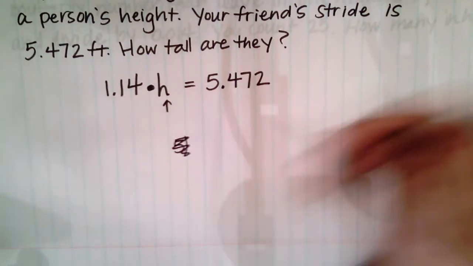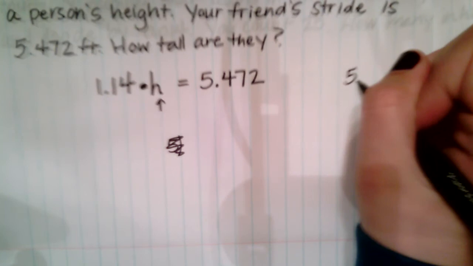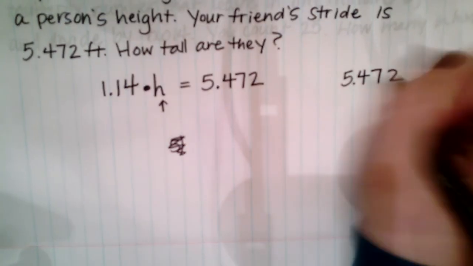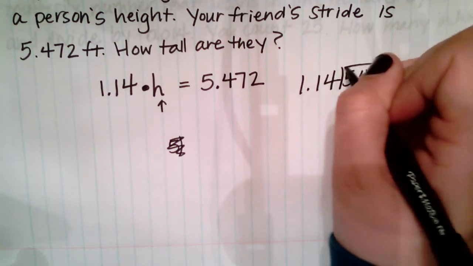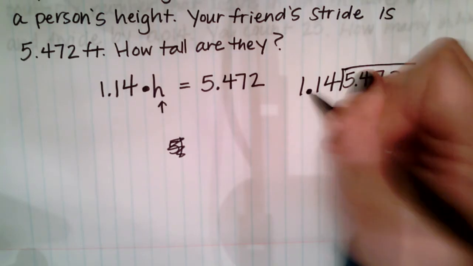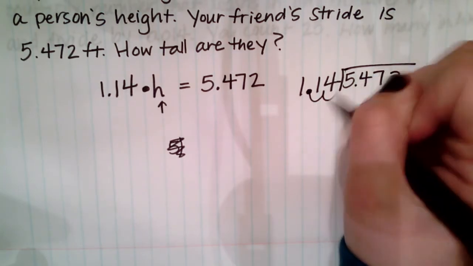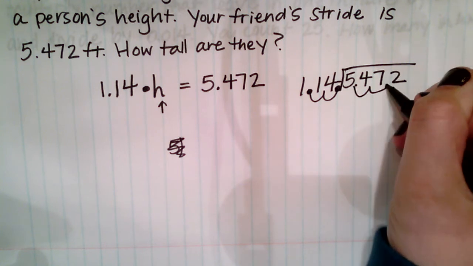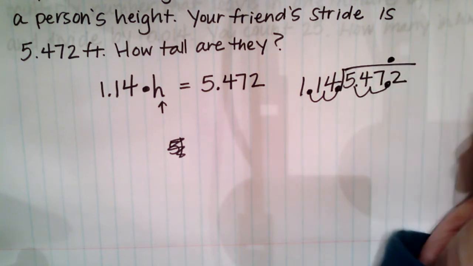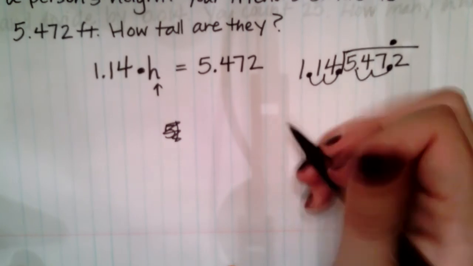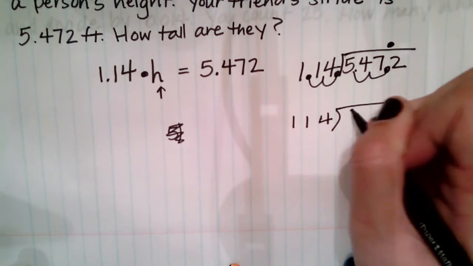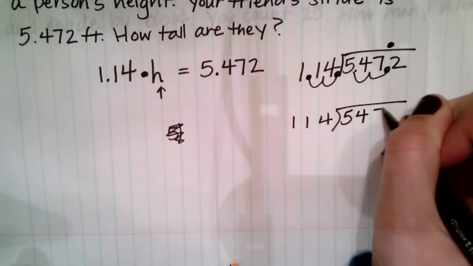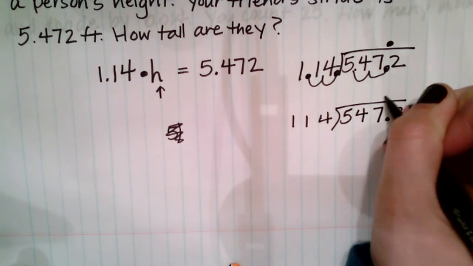5 472 thousandths divided by 1 1400. Decimal in my divisor. Times 100, hop, hop, times 100, float her up. Now I'm going to rewrite this problem as 114, 547, and 2/10, 2 on top.